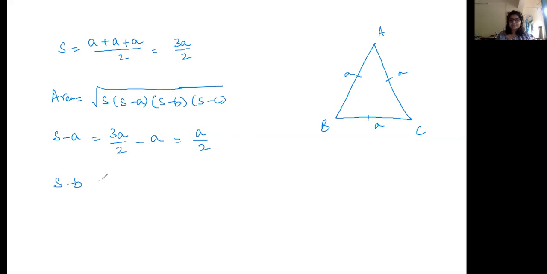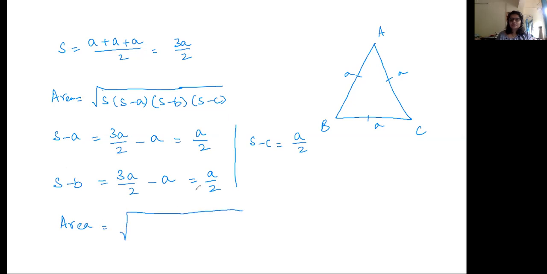Similarly, s minus b will be equal to, again all sides are equal, so here also it'll be the same thing. So you get a by 2, and similarly s minus c will also be a by 2. So now finally what will be the value of area? You'll get root over s. What is the value of s? 3a by 2 into s minus a is a by 2, into a by 2, into a by 2.